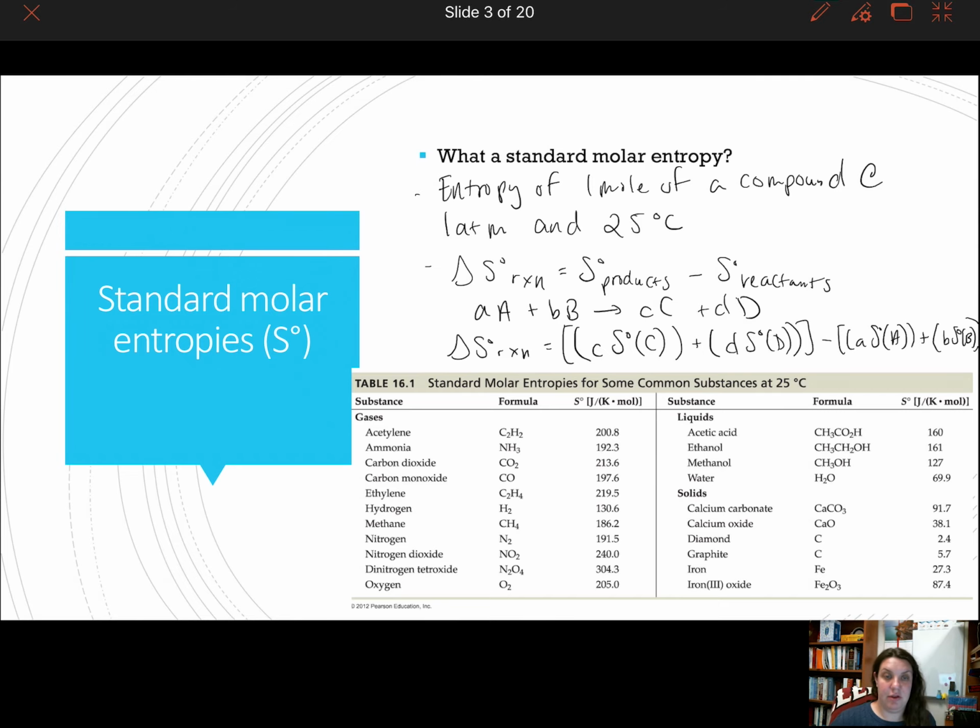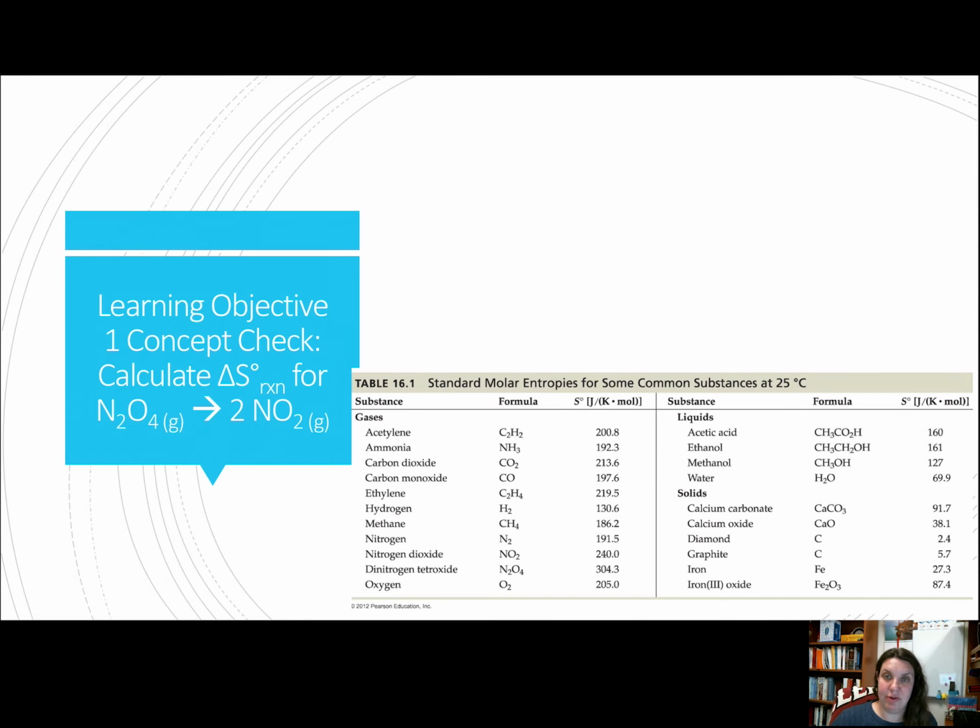Okay, so let's try it out. We've got the following reaction, N2O4 goes to 2NO2. We want to know what the entropy of that reaction would be. So we take our delta S naught of our reaction, set it equal to the S naught of NO2 times 2, minus the standard entropy of N2O4.